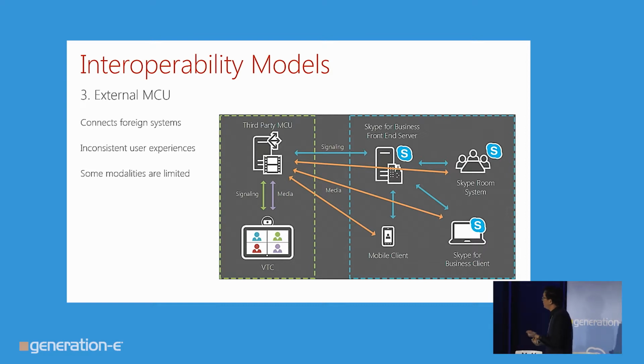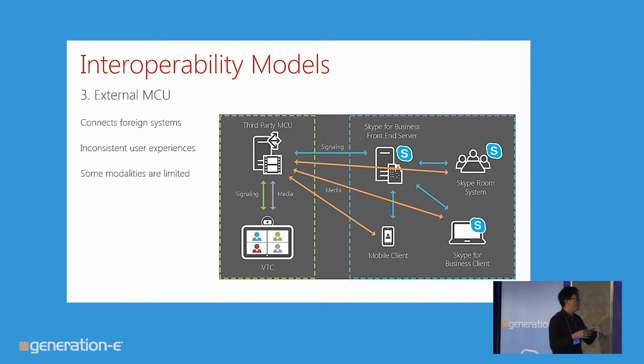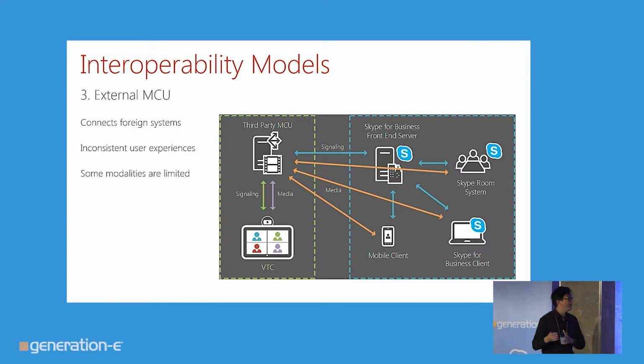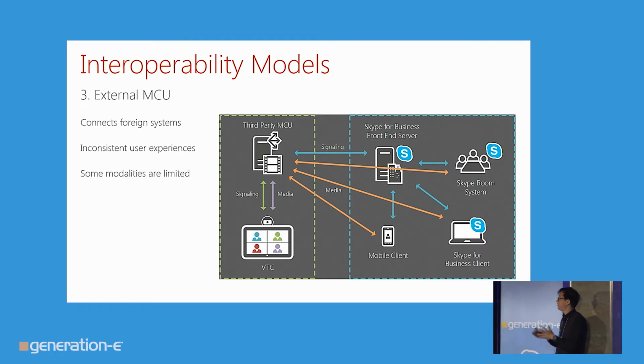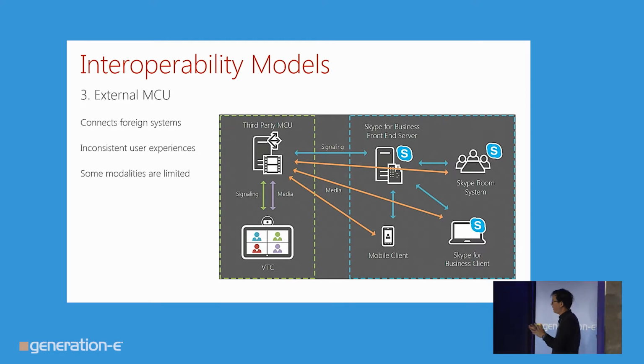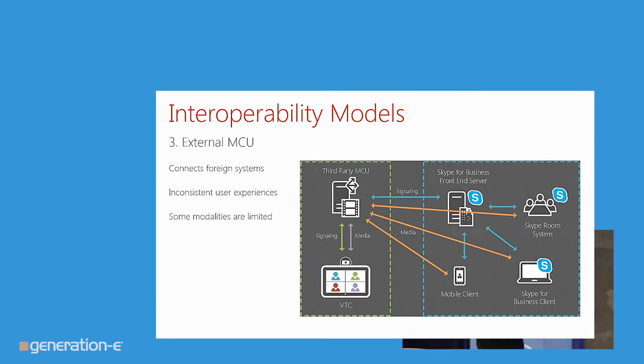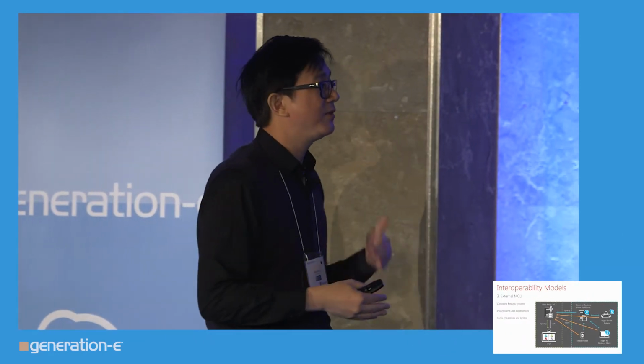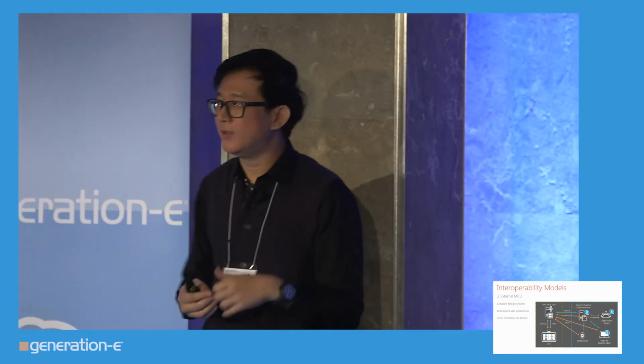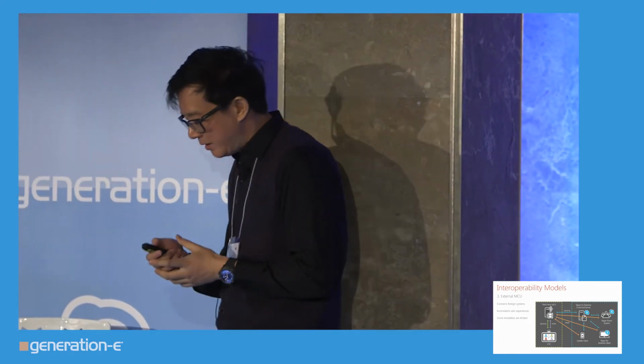The third option is where we have solution providers that provide a third-party MCU. This is a multipoint control unit, and everybody dials into the system. This system is provided by a third party. It can be hosted in the cloud, or it can be on-premise. Everybody, including the Lync clients, the Skype for Business clients, and the VTCs, all call into the MCU. We have an example of this solution outside in the booth as well. You can find out from them.